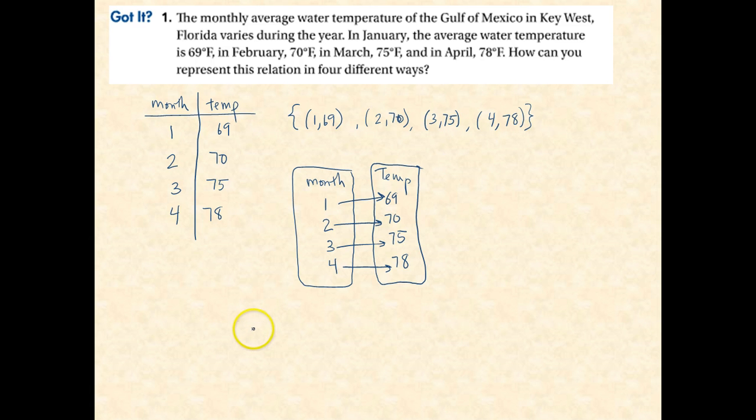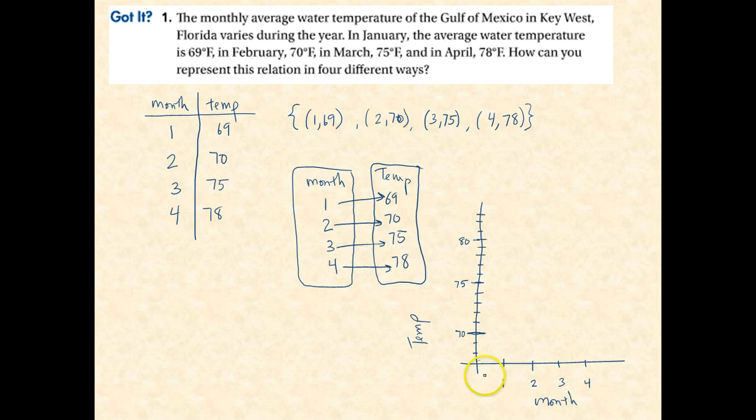And then last of all, I can make a graph. I'll make the horizontal axis my months, and my vertical axis my temperatures. At 1 month, my temperature was 69 degrees. At 2 months, my temperature was 70 degrees. In the 3rd month, it was 75 degrees. And in the 4th month, it was 78 degrees.